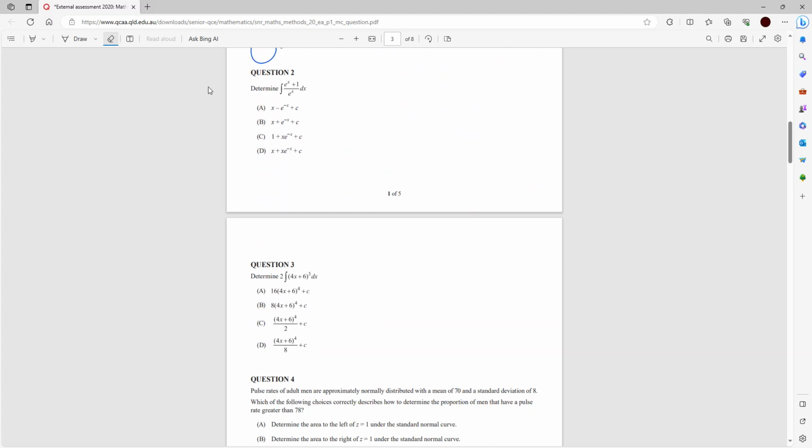Okay, so question 2 is an integral, integrating e to the x plus 1 on e to the x. To start this off, I'm not going to do any fancy stuff. All I'm going to do is divide both of them by e to the x. So this is what we get. E to the x divided by e to the x is going to be 1. So 1, and then 1 divided by e to the x is still going to be 1 on e to the x.